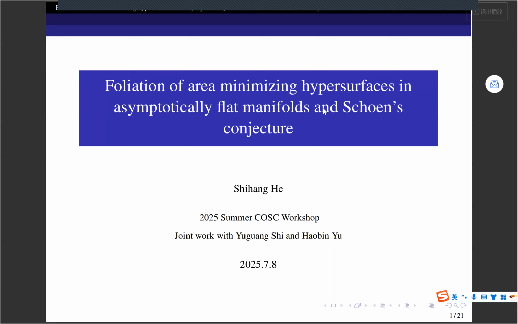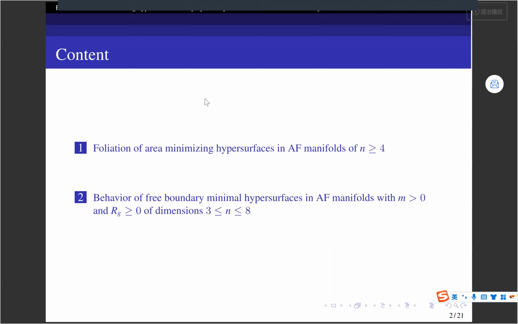Today I will talk about area minimizing hypersurfaces in asymptotically flat manifolds and Schoen's conjecture. This talk is based on joint work with Yuguang and Haobin Yu. This is the content for today's talk. In the first part, I will introduce the construction of foliation of area minimizing hypersurfaces in asymptotically flat manifolds of dimension greater than or equal to 4. For simplicity, we just use AF to denote asymptotically flat.